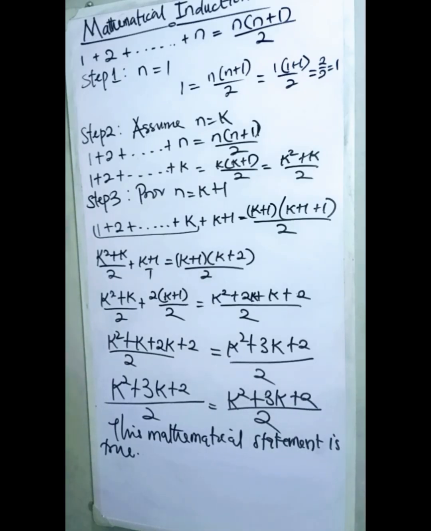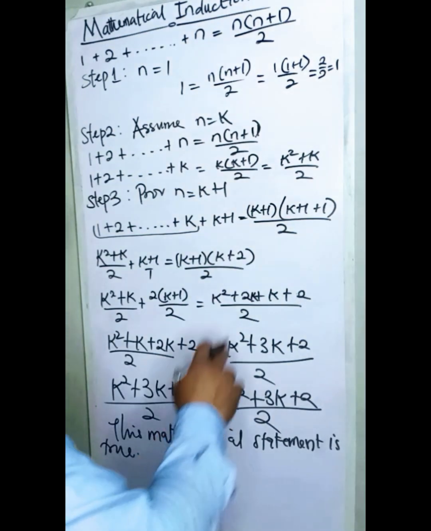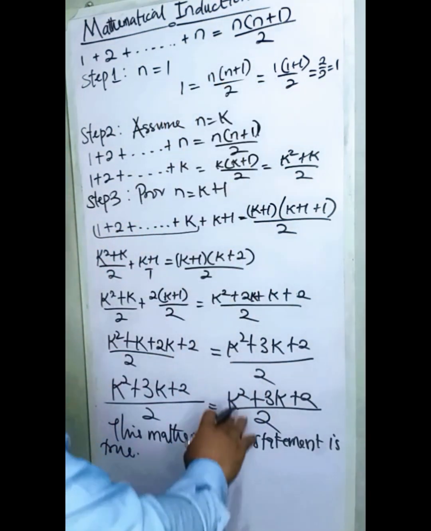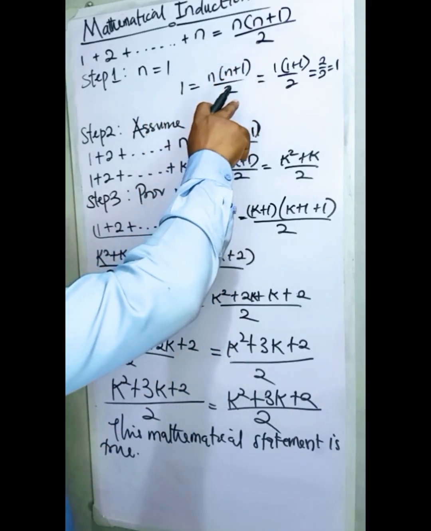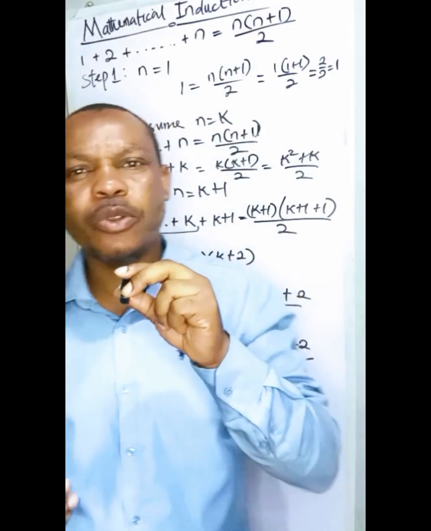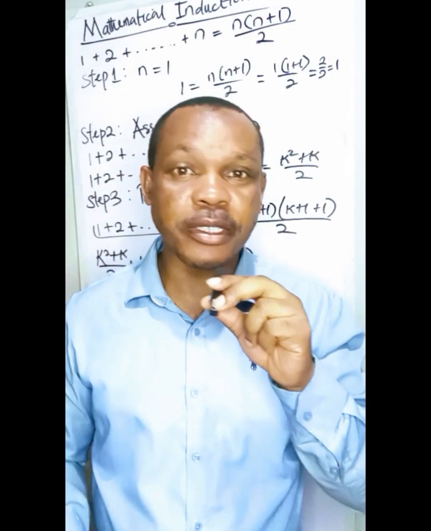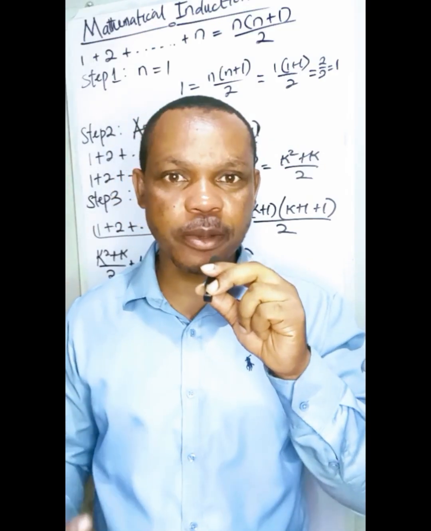It's true. What that simply means is that if you're plugging in your K plus 1 into the series, it will help you be able to calculate the number of terms, any term, 100 terms, 150 terms, 1000 terms. This formula works for that. So that's the essence of mathematical induction.